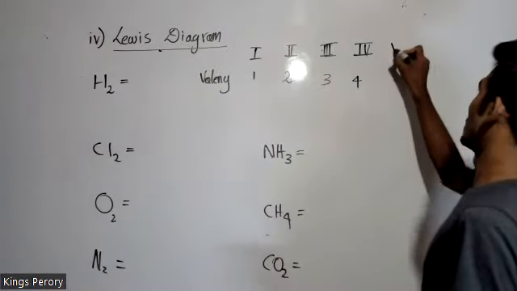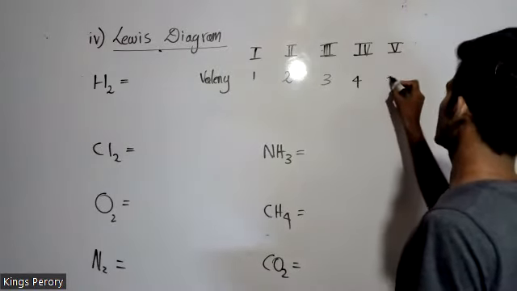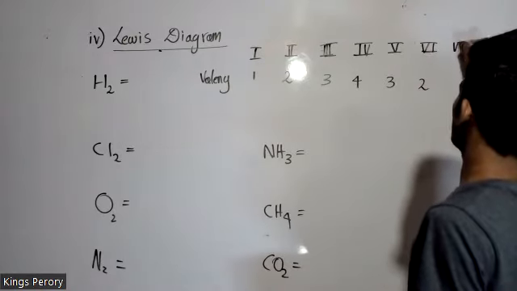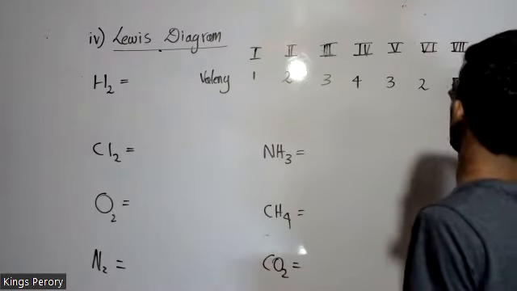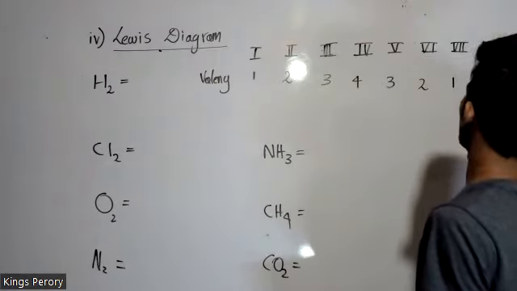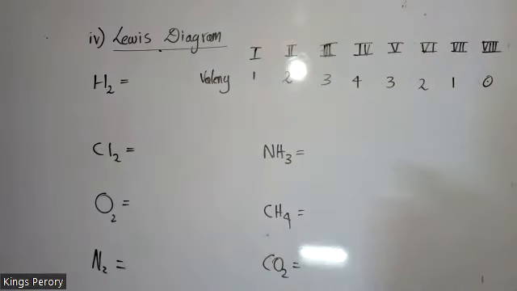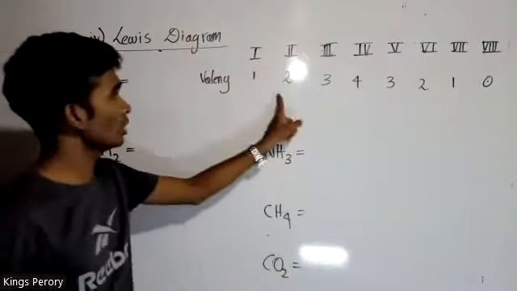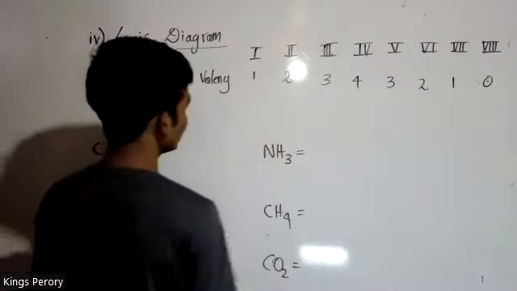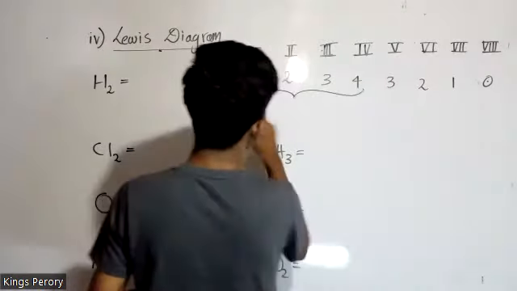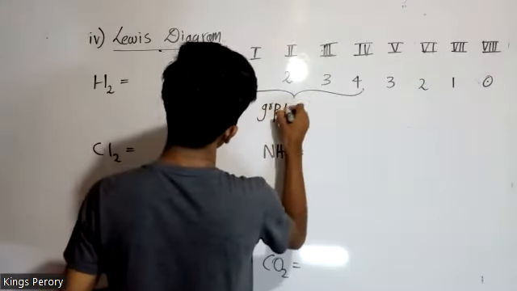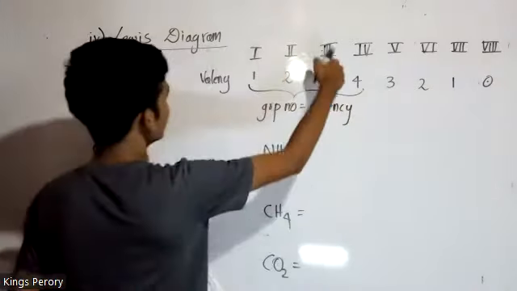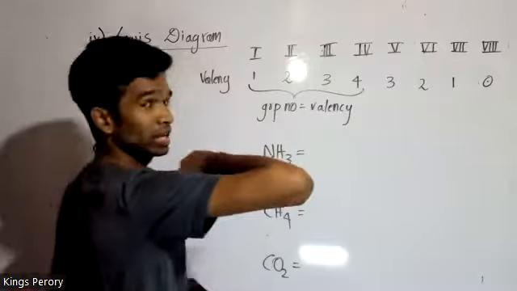Now be careful. Fifth group, valency is 3. Sixth group, valency is 2. Seventh group, valency is going to be 1. Eighth group, valency is 0. So, for group 1, 2, 3, 4, valency is equal to the group number. Group 1, 2, 3, 4, valency and group number are equal.